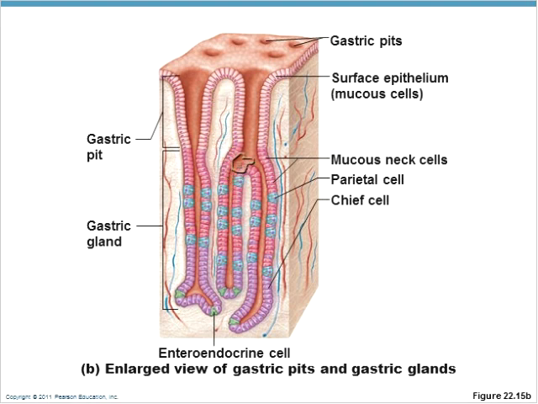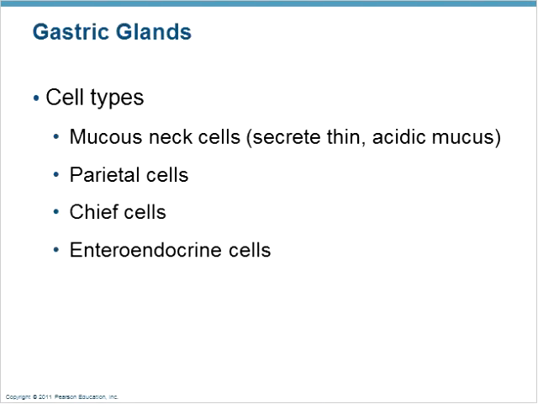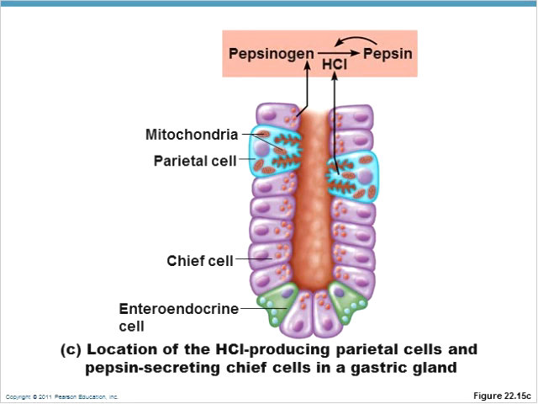There's the mucus neck cells right there, parietal cells, the chief cells. We'll talk more about that as we go along. The cell types include the mucus neck cells, which secrete a thin acidic mucus, the parietal cells, the chief cells, and the enteroendocrine cells. The HCl-producing parietal cells and the pepsin-secreting chief cells are located in the gastric mucosa. You get that feel right there. And there's the chief cells, and there's the enteroendocrine cells.